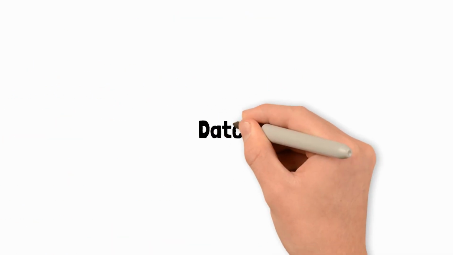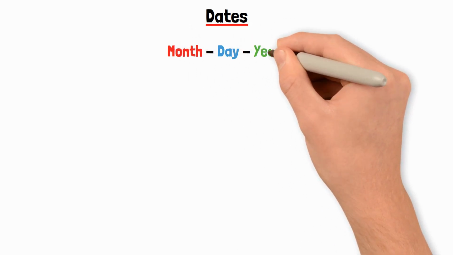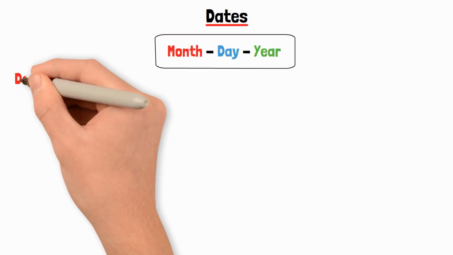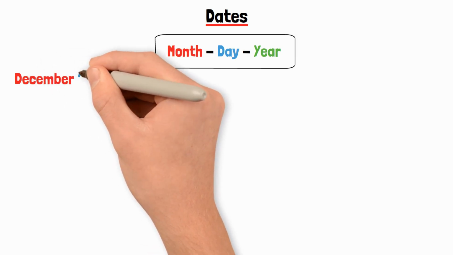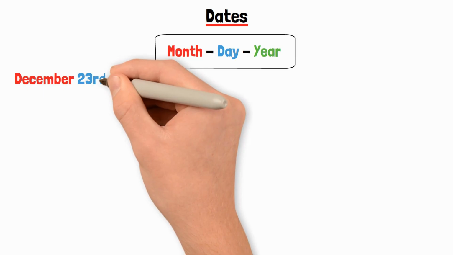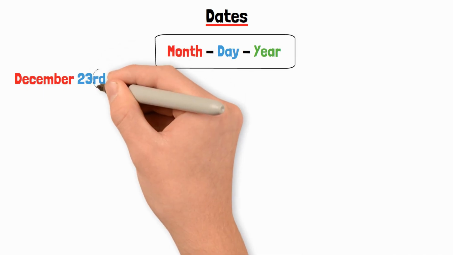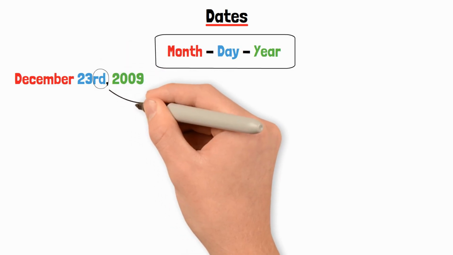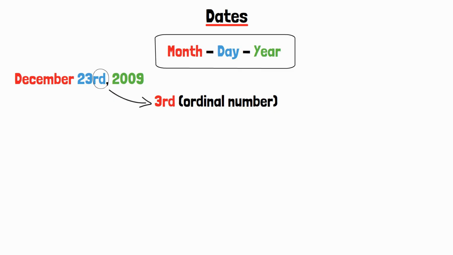Do you guys know how to write dates in English? First, we start with the month. For example, we are December the 23rd, 2009. We write RD after 23 because we say third when 3 is an ordinal number.